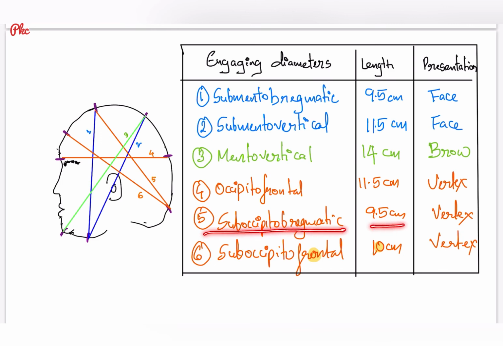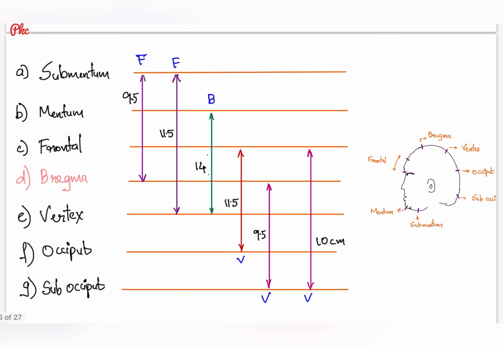Suboccipitobregmatic, 9.5 centimeters, vertex presentation. Submentobregmatic, 9.5 centimeters, face presentation. And lastly, suboccipitofrontal, 10 centimeters, vertex presentation. I've also written the presentation here. Those taking origin from submentum have face presentation, while those taking origin from subocciput have vertex presentation. In addition to that, occipitofrontal also has vertex presentation. And the middle one is the brow presentation, which is the longest anterior posterior diameter, mentovertical.